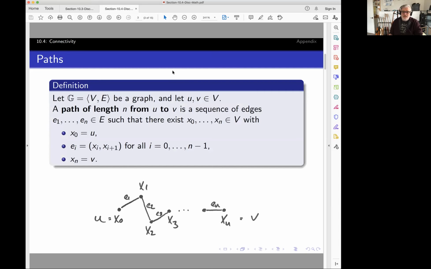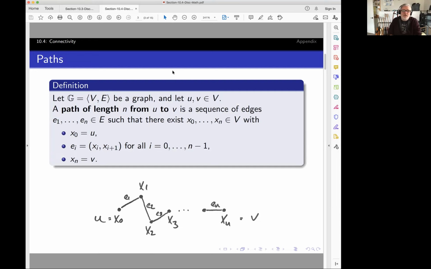So to define this, I need to define what a path is. And that looks scary when you see the slide like that, but it's not, okay? It's just, if I have a graph and I have two vertices, U and V, in the graph, I want to define what a path is from U to V. So what is it? It's basically, you start at U, and you use an edge to go to another vertex, and then you use an edge to go to another vertex, and you keep on going until you reach V, right? That's the idea. So I need to write this down, okay?